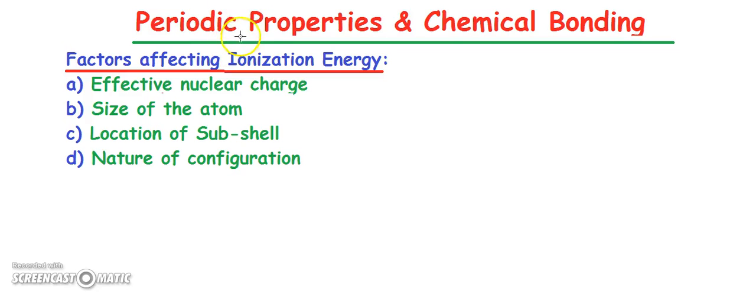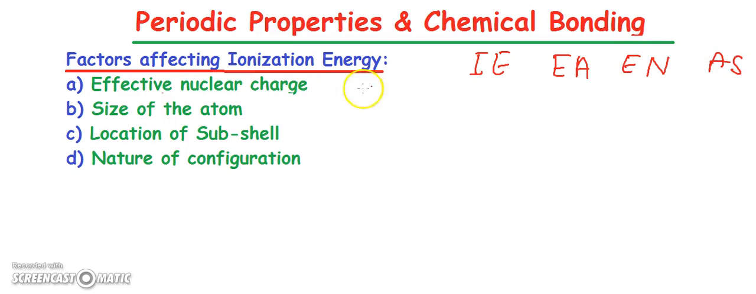Welcome to chemistry class. Today we are going to learn about the topic periodic properties and chemical bonding for the exam IIT JEE main and advanced. Okay. So in the earlier classes we have learned about the periodic properties. The periodic properties which have a basic trend along the period and along the column in the periodic table are the ionization energies, electron affinity, electronegativity and atomic size.